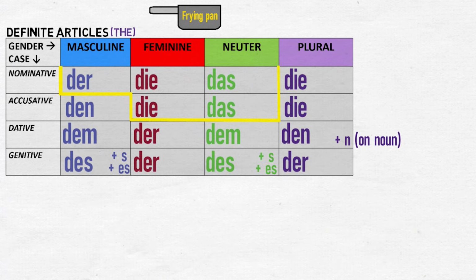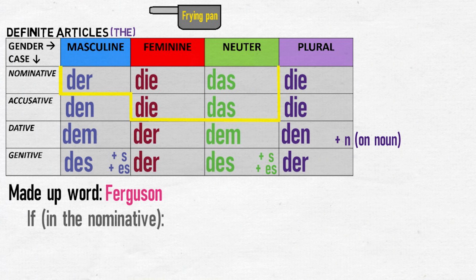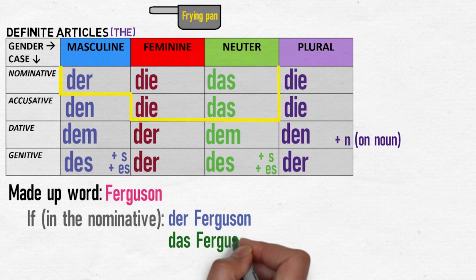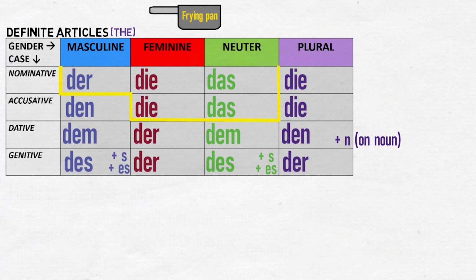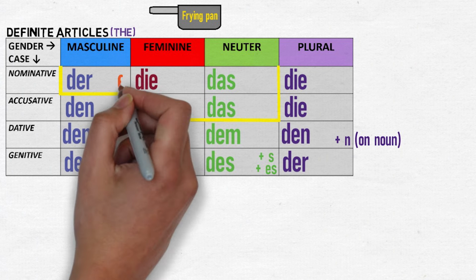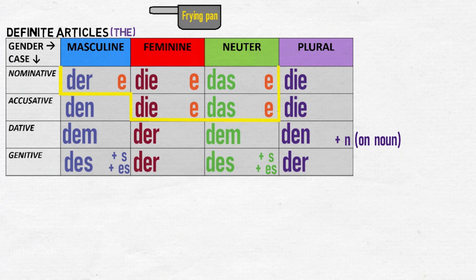For the definite article table, the gender of a noun is obvious if you know the case. For example, if I make up a word, Ferguson, you can tell which gender it is by the article. If, in the nominative case, I said der Ferguson, you would know that it's masculine. If it were das Ferguson, you would know that it was neuter. For this reason, adjective endings are quite easy when used with a definite article. Inside the frying pan, we would have an E ending on all adjectives. Here are some examples using the adjective alt, meaning old.